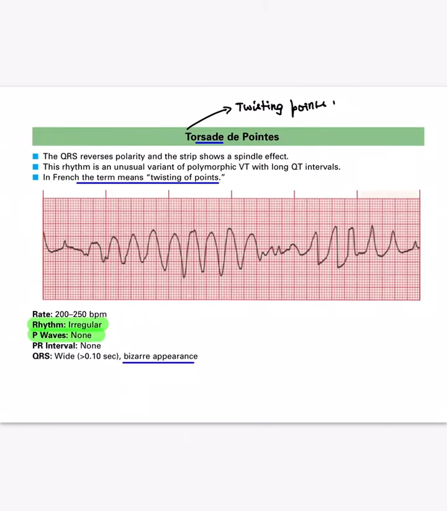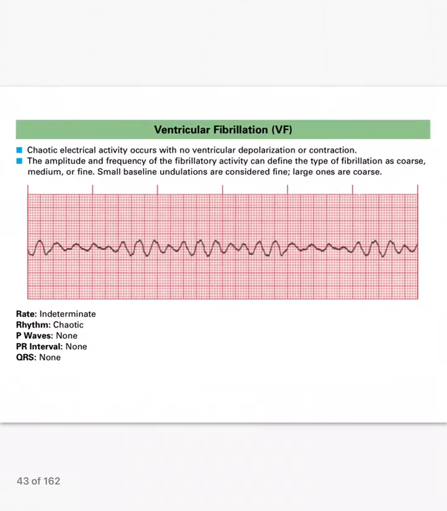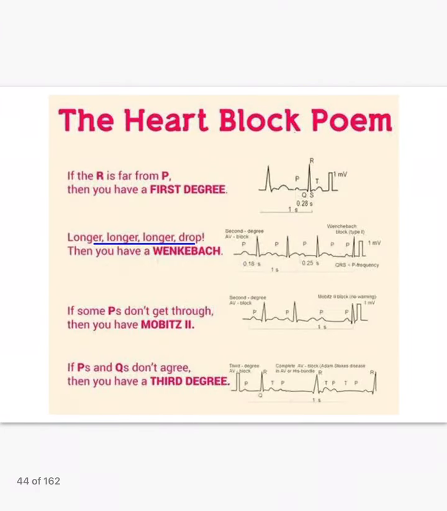Now coming on to torsades de pointes. What happens in torsades de pointes? This is seen in long QT intervals, due to certain anti-arrhythmic drugs. Here you don't find any P wave. Remember torsades de pointes as twisting of points, like a bent, very twisted narrow road. It has a bizarre appearance. Now ventricular fibrillation is not so important, so we'll move on to heart block.